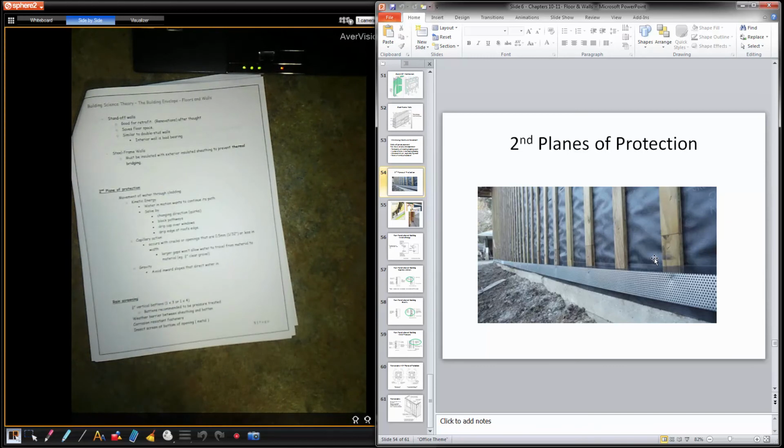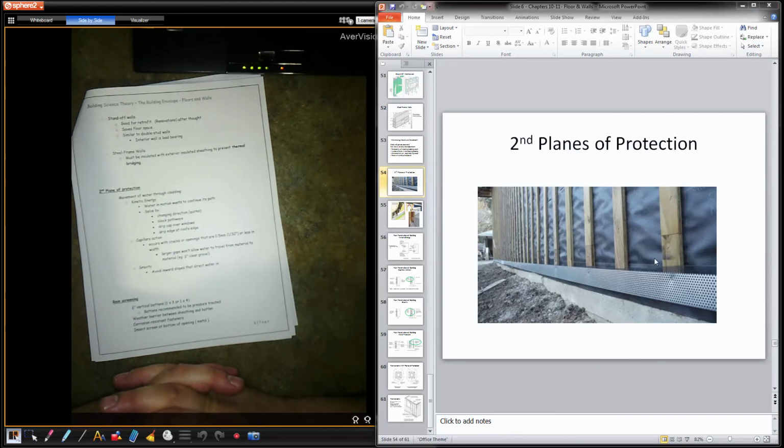So, second plane of protection. Vinyl siding is not waterproof. Cantilever siding, not waterproof. Brick, not waterproof. James Hardie siding, not waterproof. That's your first plane of protection. Water will get through that. We caulk some of those joints, but the majority of the time, we accept that the first plane of protection is not watertight.